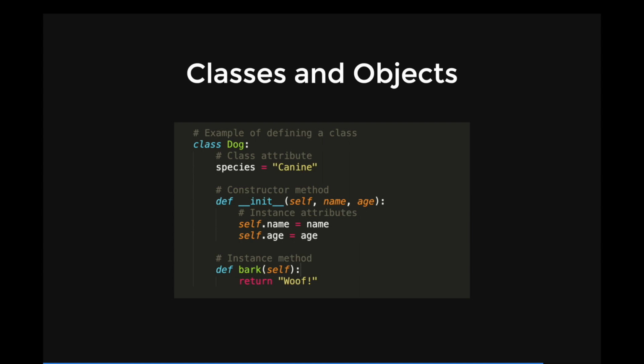Check out this example. In this example, we define a Dog class with class attribute species and instance attributes name and age. We also define an instance method bark that represents the behavior of Dog objects.